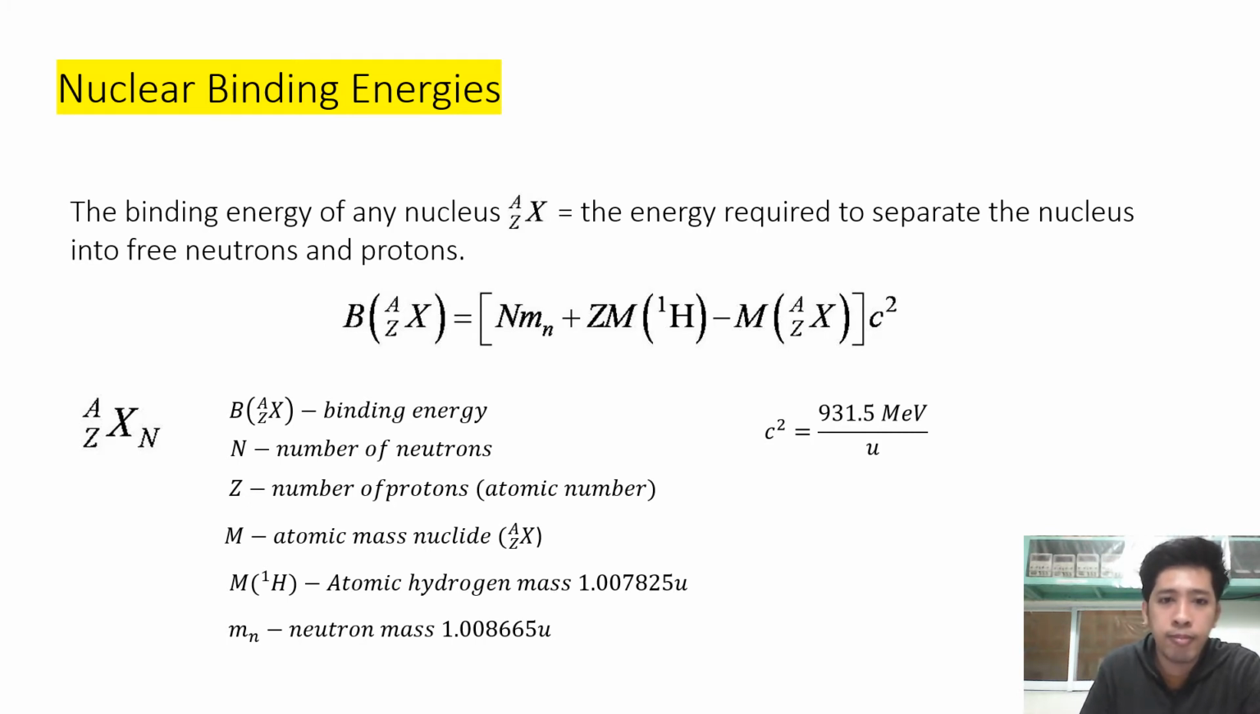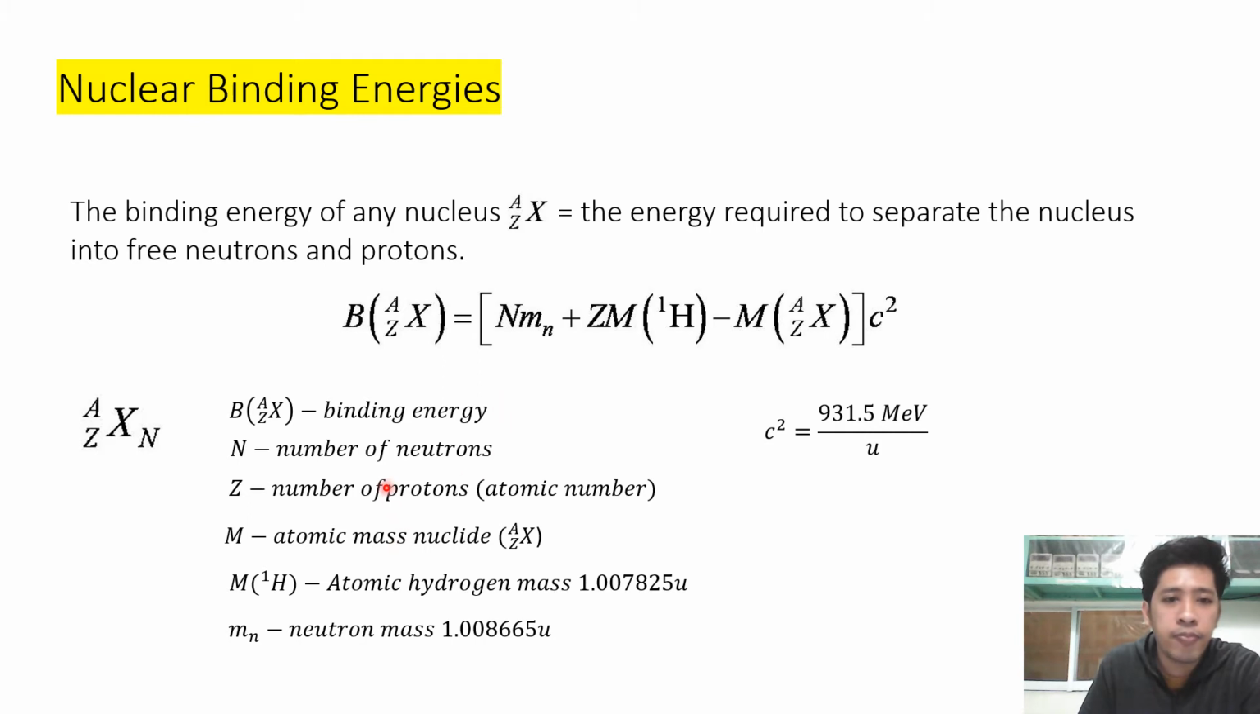You have your binding energy B of your atom. That's equal to N M_n plus Z M of 1H, the atomic mass of your hydrogen, and then minus M, and then this is multiplied by c squared.